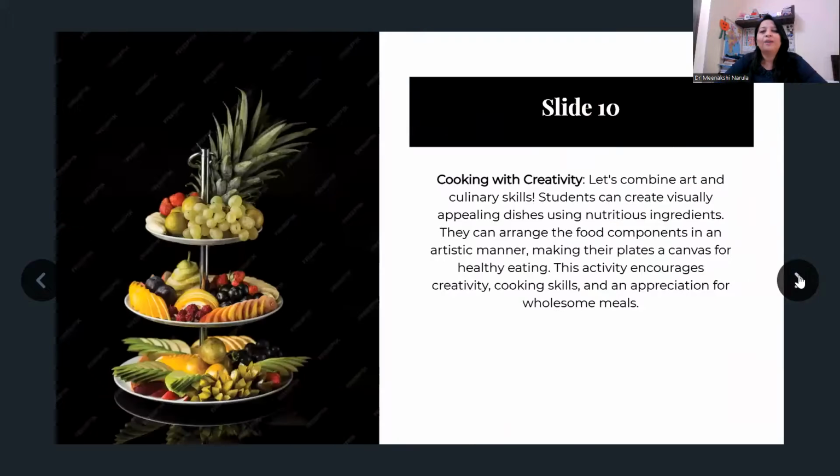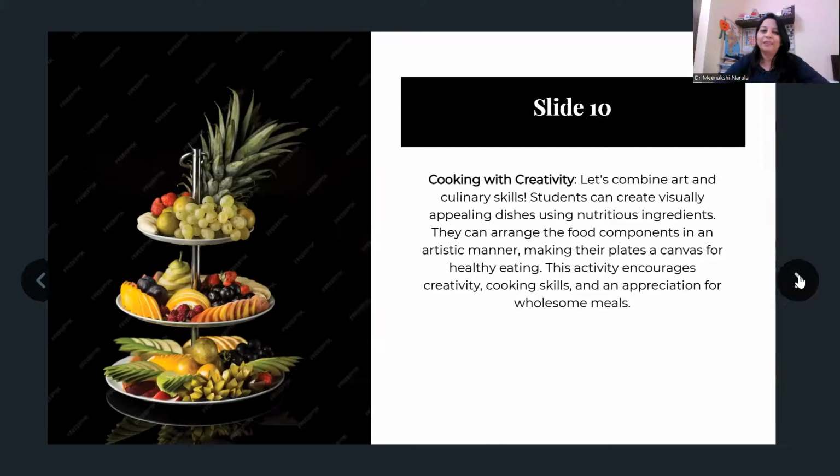Now if we talk about the next activity, cooking. We all have in our schools a home science club, right? Delicious Delicacies Club, where students are involved in various cooking without fire activities. So let's combine art and culinary arts. Students can create visually appealing dishes using nutritious ingredients. They can arrange the food components in an artistic manner, and they can make their plates a canvas for healthy eating. So this activity encourages creativity, cooking skills, and an appreciation for wholesome meals, right? So we can include that also.